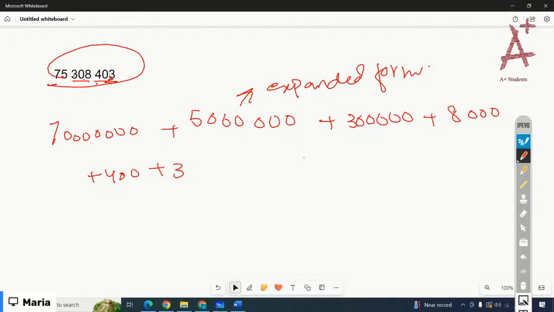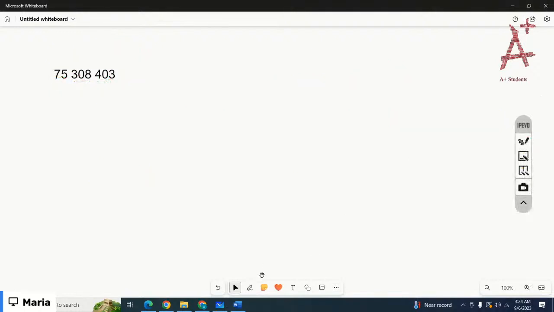Got it? If you have any question, you can please ask. That would be the expanded form. But why am I using a.